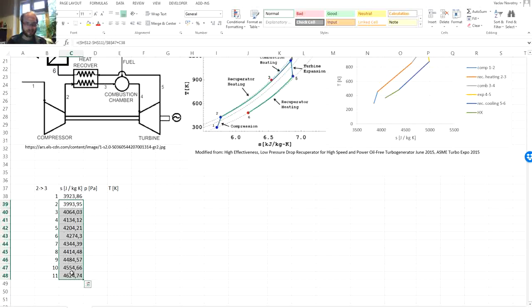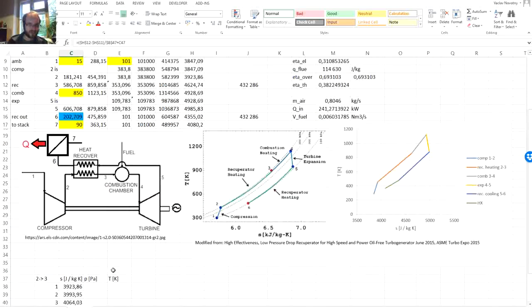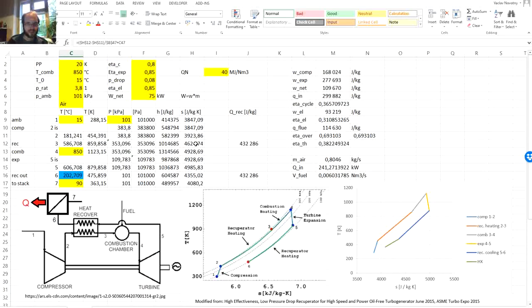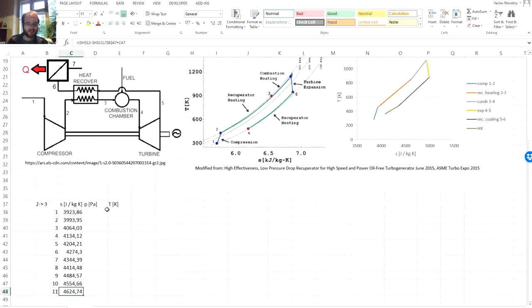And here we get the entropy from point 2 to point 3. We can check that point 3, 4624, is 4624 in here. So now we have the entropy. What about the pressure?